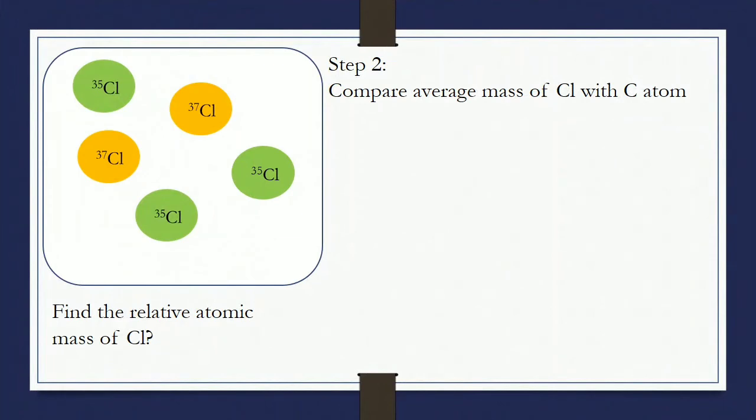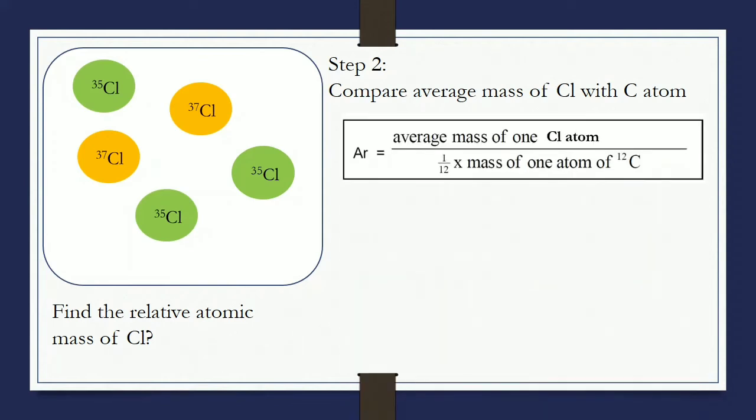So next one, after we got the average atomic mass of chlorine atoms, we use the relative atomic mass formula, which is the average mass of one chlorine atom over 1/12 of the mass of one carbon-12 atom. So the average atomic mass of one chlorine atom is 35.8 amu over 1/12 times 12 amu. So the carbon-12 mass is 12 amu.